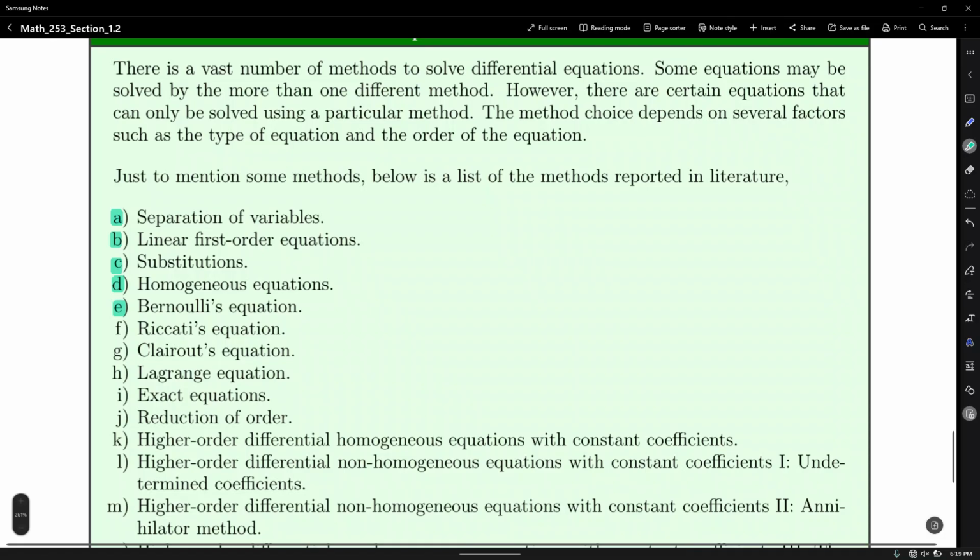Riccati's, Clairaut's, and Lagrange equations are also part of the general substitutions method, but unfortunately we don't have time to cover all of them. I wish I could cover them because, especially the Lagrange equation, it's an equation whose solution is given in terms of parametric equations, not just a function like y equals x squared. I mean, you can always parameterize a function anyway, but the initial result is a set of parametric equations, which is a very cool method.